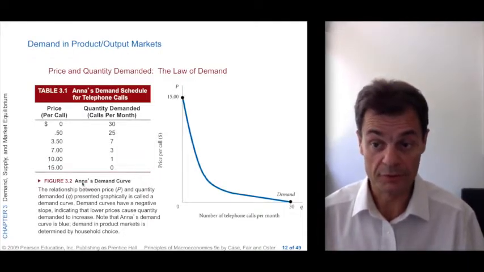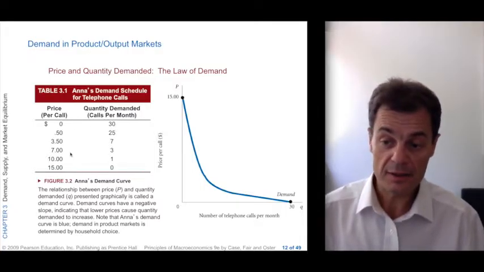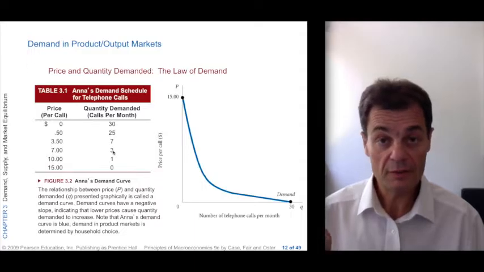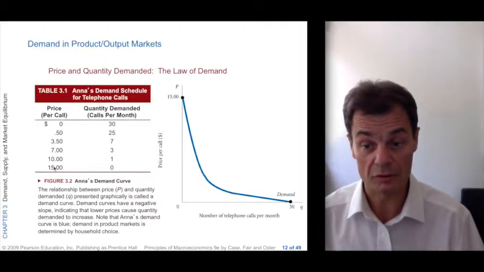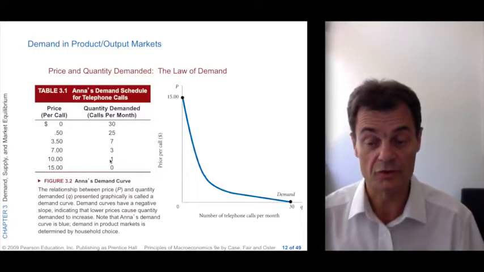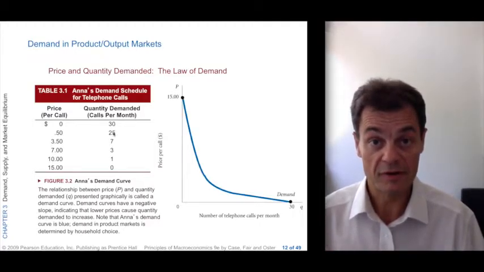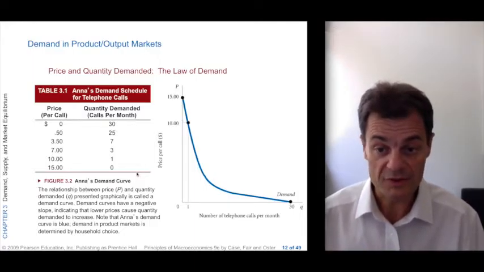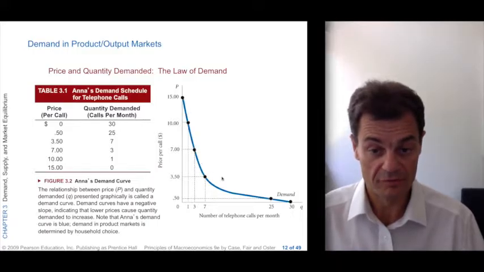Anna, a person, would be willing, for instance, to demand 3 telephone calls if the telephone call was costing $7. But if the telephone call was costing $15, she would not consume any. If a telephone call was costing $10, she would consume one. On the other hand, if the telephone call was 50 cents, she would demand 25 telephone calls. And we can plot these numbers along the curve, and we obtain the demand curve.